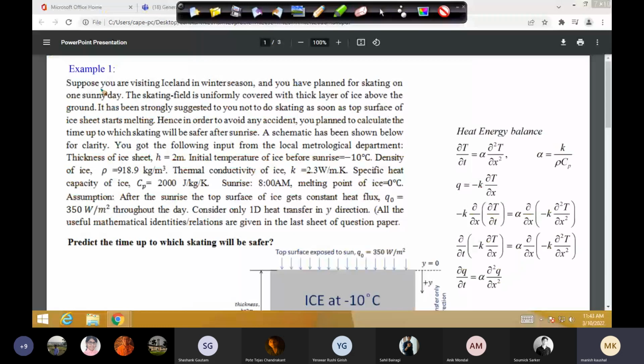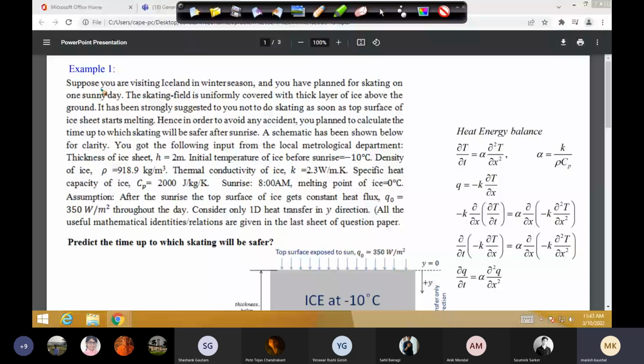Suppose you are visiting Iceland in winter season and you have planned for skating on one sunny day. The skating field is uniformly covered with a thick layer of ice above the ground. It has been strongly suggested to you not to do skating as soon as the top surface of ice starts melting. Hence, in order to avoid any accident, you plan to calculate the time up to which skating will be safer after sunrise.